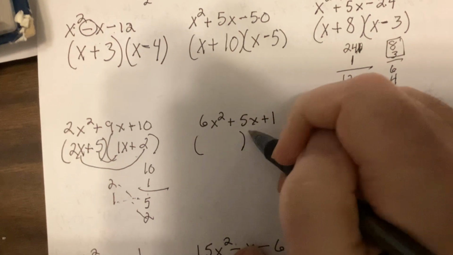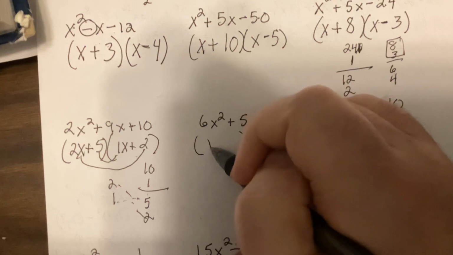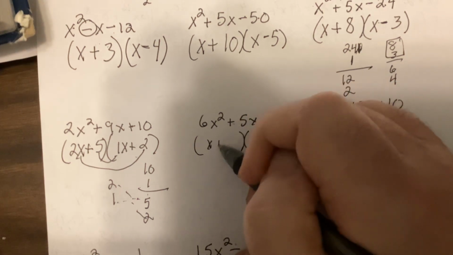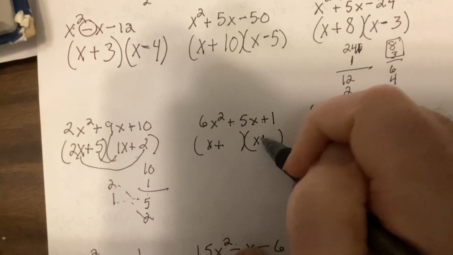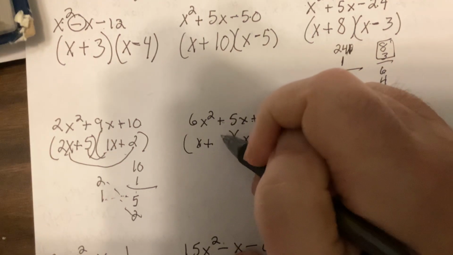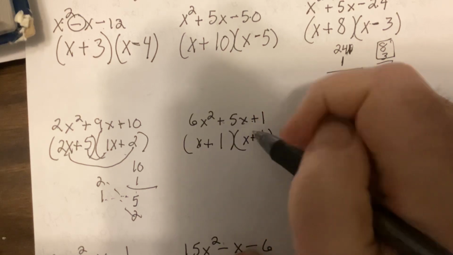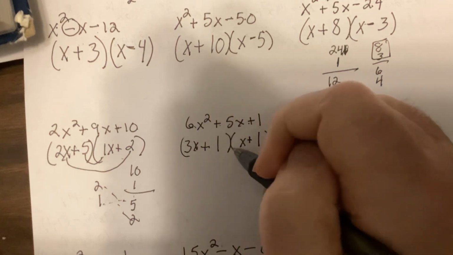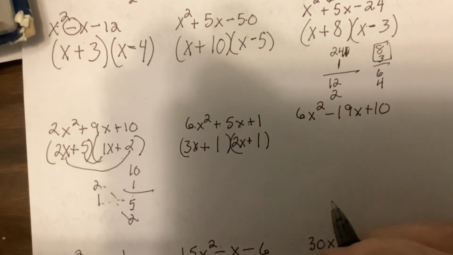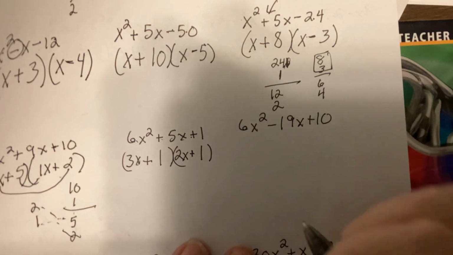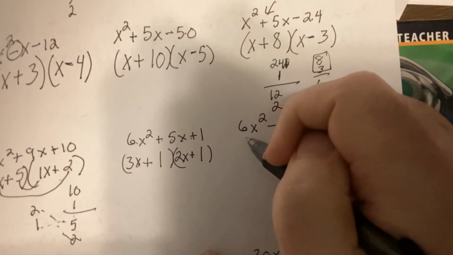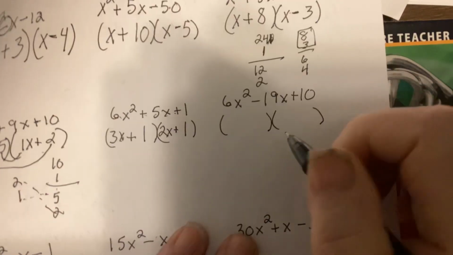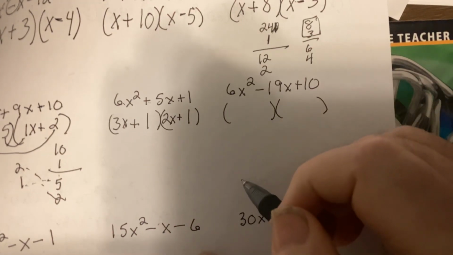So again, x squared is x and x. Last term's plus, so both signs are the same as the middle. Now 1 can only be one thing, 1 and 1. So what are the factors of 6 that add up to 5? I do believe it's 3 and 2. See if you can figure this one out. And then when you think you're done, turn it back on.